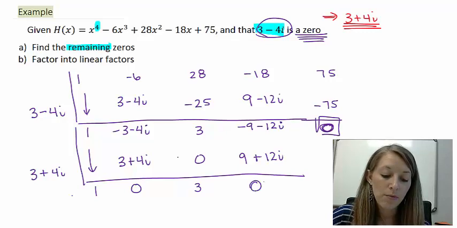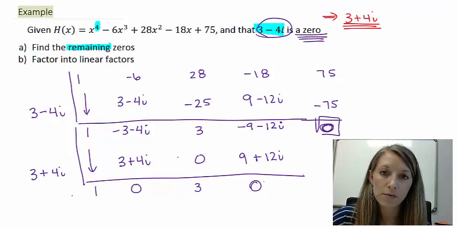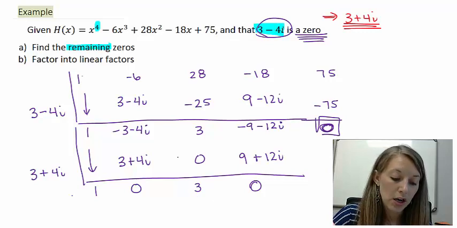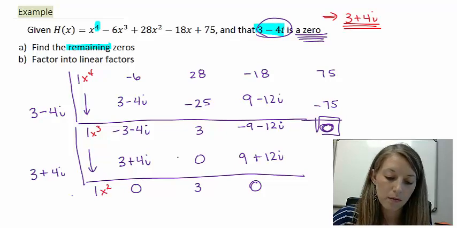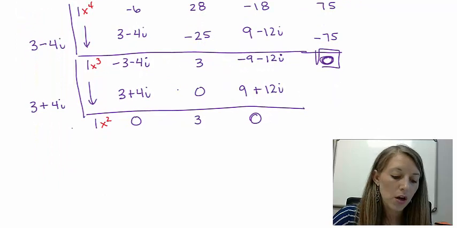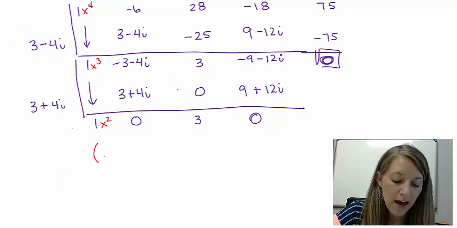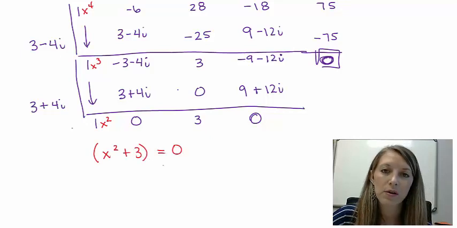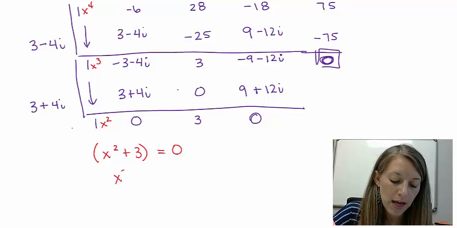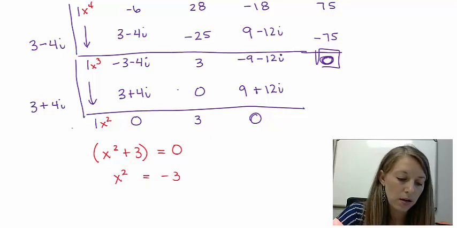So when it says find the remaining zeros, we know that we have 2 of them done so far, and this one down here has to give me 2 more. Now, I started with an x to the 4th. When I ran it through one synthetic division, that gave me x to the 3rd, one degree less. And when I ran it through my second synthetic division, that gives me x squared. So the polynomial factor that I have left is 1x squared plus 3. So I need to set that equal to 0 to find my remaining zeros. So it gives me x squared is equal to negative 3.